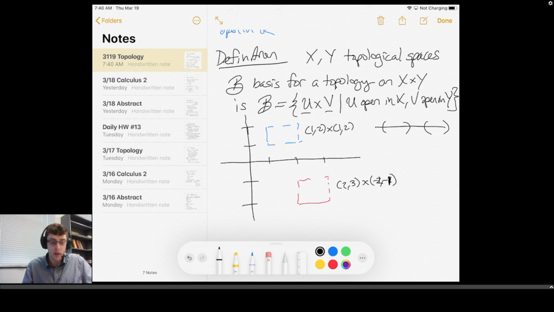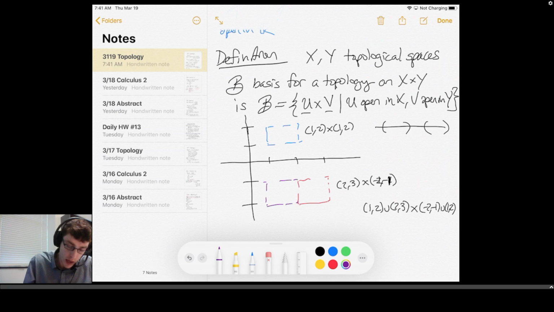Then if you take the union of these, or sorry, the products of the unions, right? Then (1, 2) union (2, 3) cross (-2, -1) union (1, 2) would give you extra stuff. So that would suddenly include this guy, and it would include this guy. But these aren't in there. So you want 2 things instead of 4, but if you do the product, you're going to get 4.